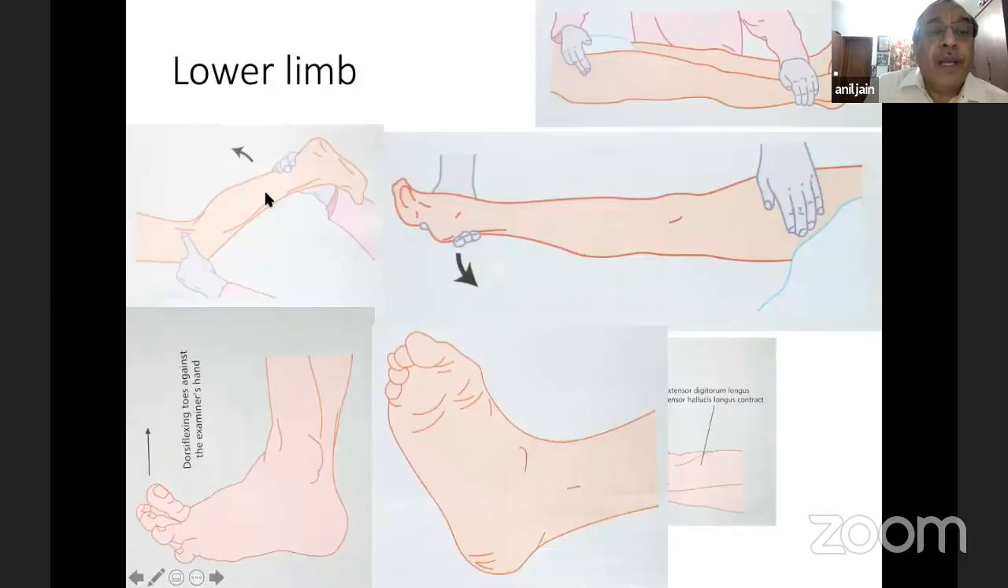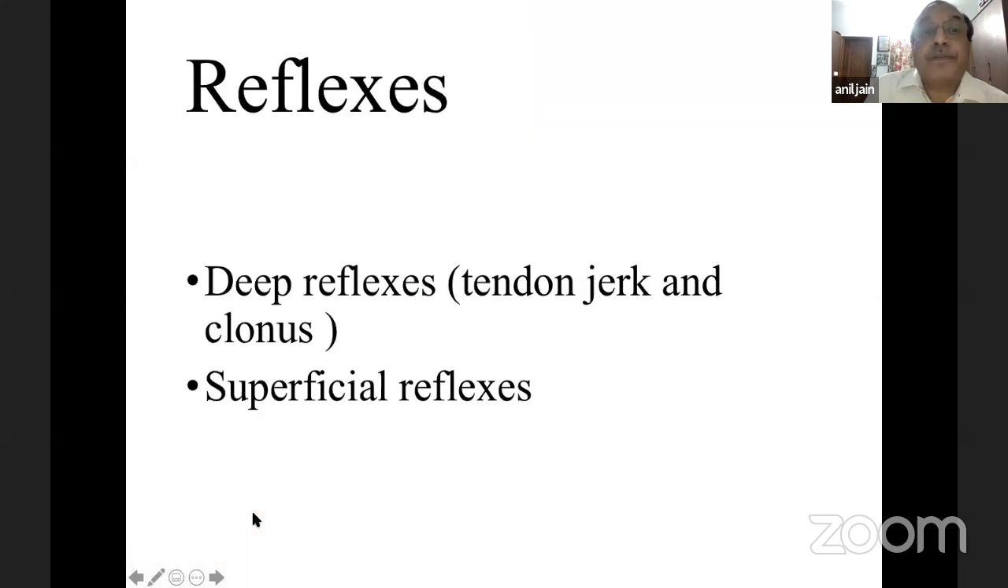Similarly, for the lower limb, you are testing flexors here, palpating the hamstrings, the tendo Achilles, the adductors, and the abductors. In the foot, it is possible to test individual muscles. So you can test tibialis anterior, tibialis posterior, EHL, FHL, all individually.